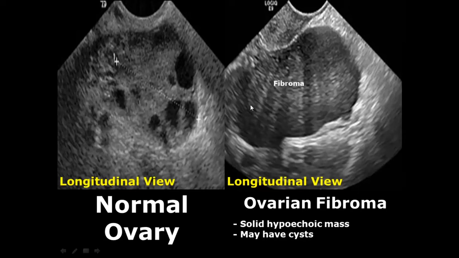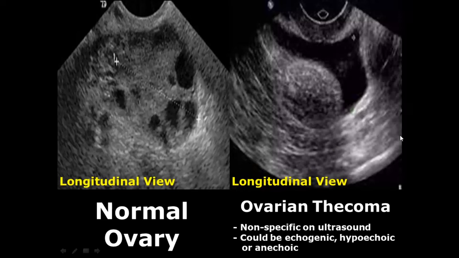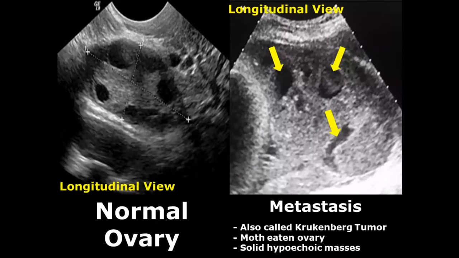Ovarian fibroma is a benign tumor of the ovary. It is a solid hypoechoic mass which may sometimes have cysts. Ovarian thecoma is another benign tumor of the ovary, but it is non-specific on ultrasound and has a variable appearance. Metastases appear as solid hypoechoic masses in the ovary, which give a specific moth-eaten appearance. They appear as these hole-like structures, and this type of metastatic lesion is also known as Krukenberg tumor.